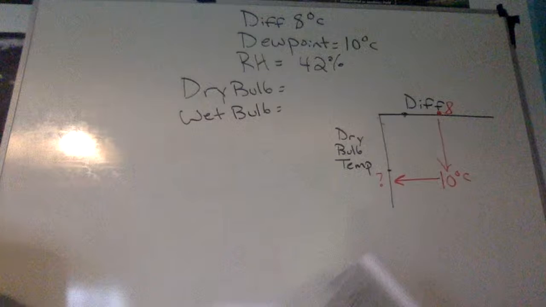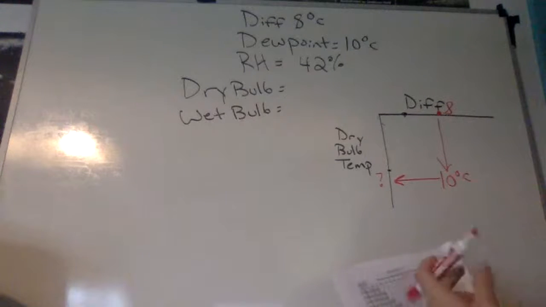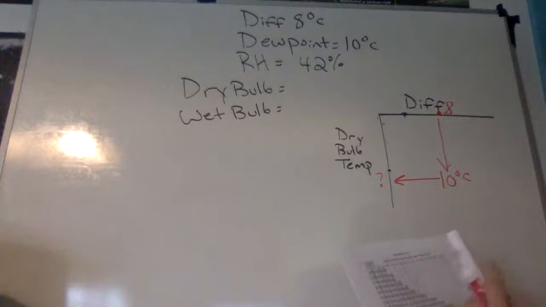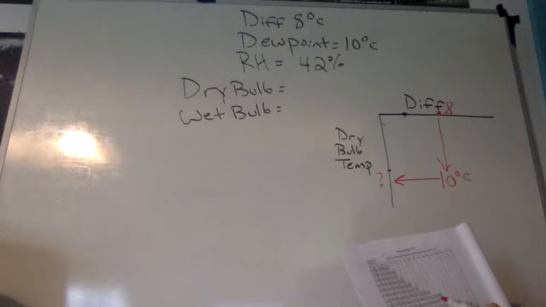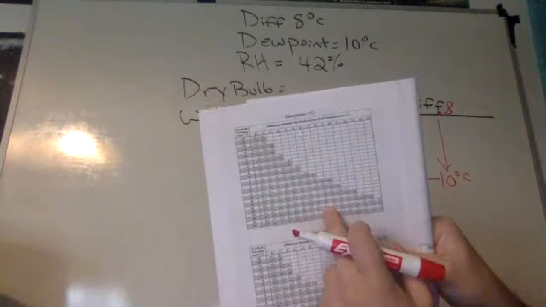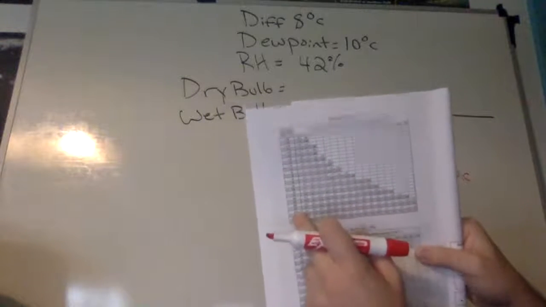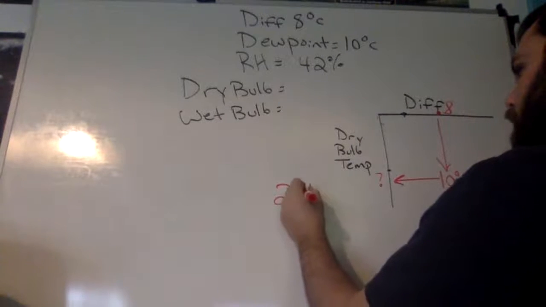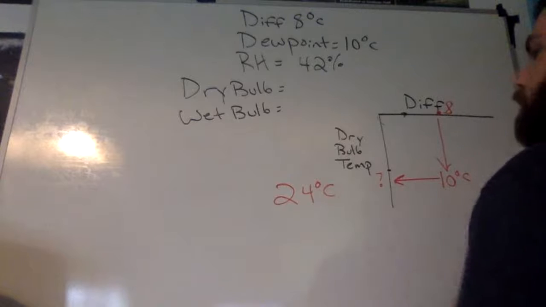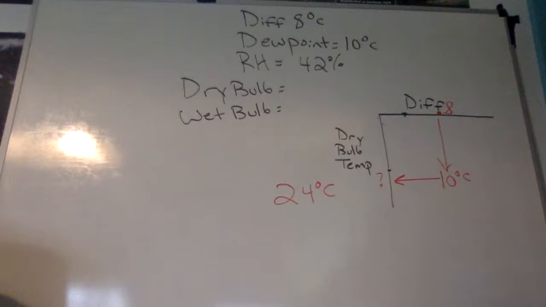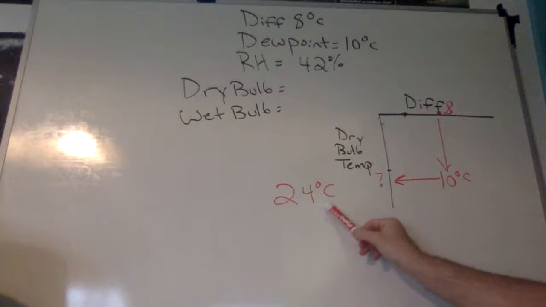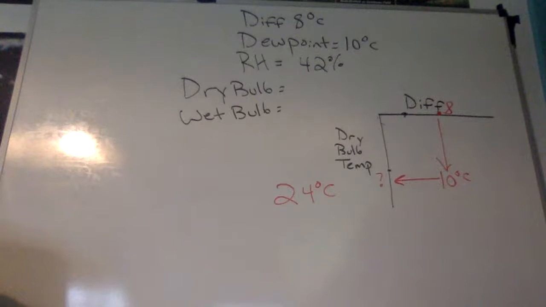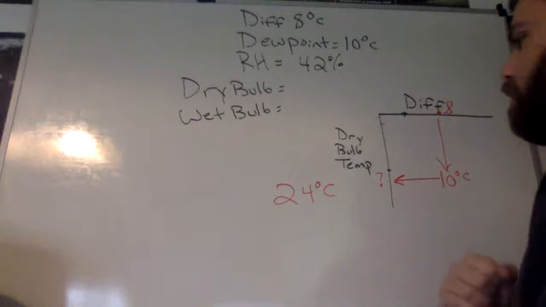So if we do this, I find my 8-degree difference. I go across, I find where 10 is. It's going to be over here. And then I follow that across. I'm going to get 24 degrees Celsius, okay? So 24 degrees Celsius is going to be my dry bulb.